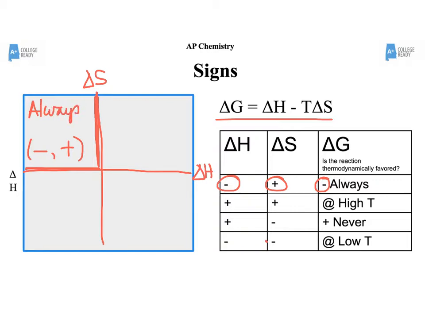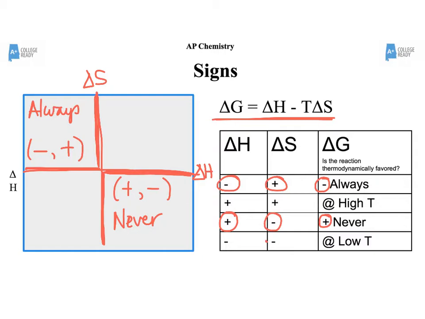All right, what about down here in this quadrant? So what can we say about delta H values over here? Delta H values over here are positive. Delta S values over here are negative. And when you have a positive H and a negative S, what does that do when you plug it into the equation? That gives you a positive delta G, which means when is this reaction thermodynamically favored? Never. Can you get the reaction to go? Yeah, you're just going to have to put in a lot of energy to get it to go.